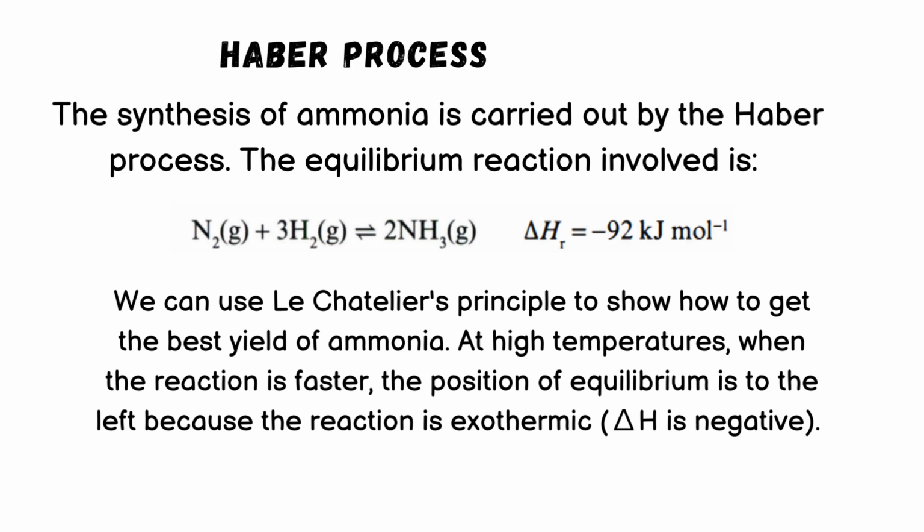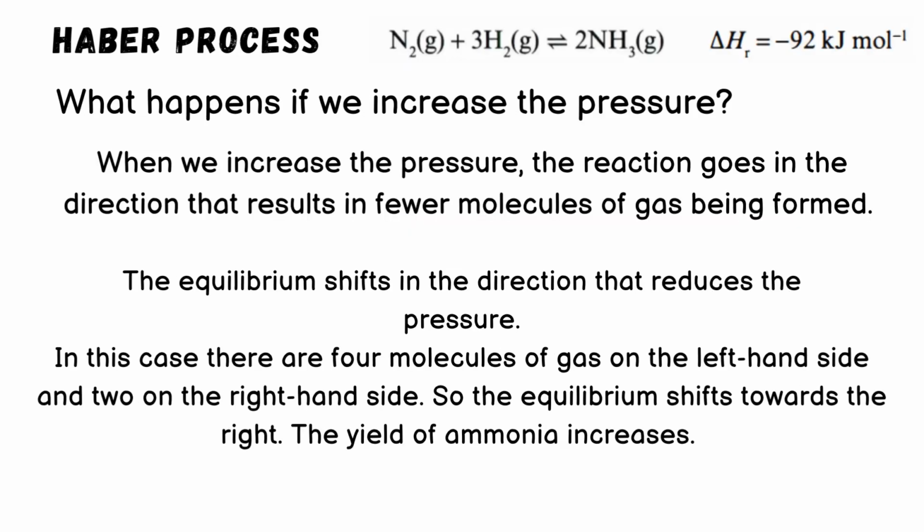At high temperatures, when the reaction is faster, the position of equilibrium is to the left because the reaction is exothermic, delta H is negative. What happens if we increase the pressure? When we increase the pressure, the reaction goes in the direction that results in fewer molecules of gas being formed. The equilibrium shifts in the direction that reduces the pressure. In this case, there are 4 molecules of gas on the left-hand side and 2 on the right-hand side. So the equilibrium shifts towards the right and the yield of ammonia increases.